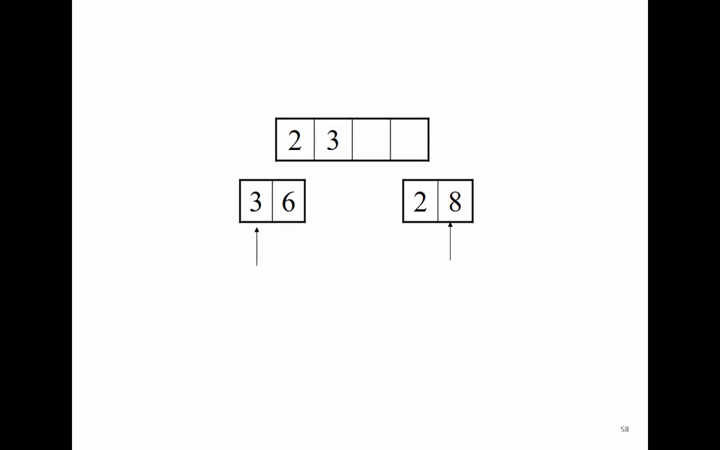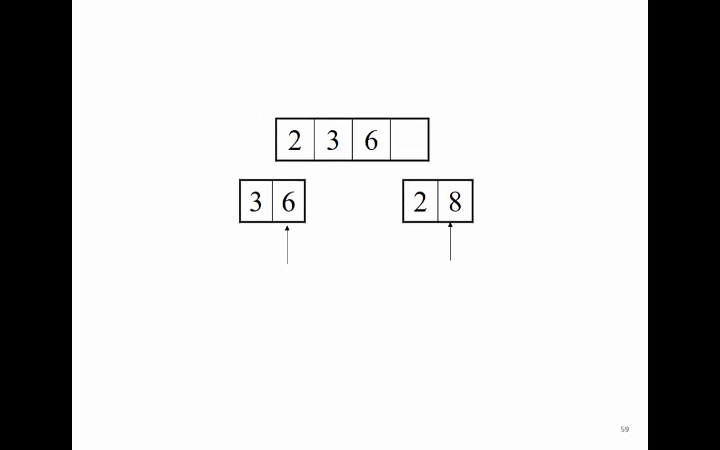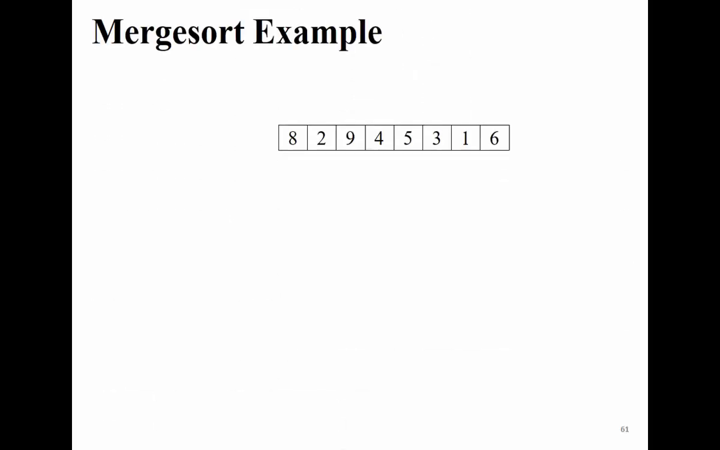Then I ask, is 3 greater than 8? No, 3 is less, so I pick 3. I move the index to the 6. Then I ask, is 6 less than 8? Yes, 8 is greater than 6, so I pick 6. Then I keep doing this until I have merged everything. What we saw on the previous slide is an example of merging arrays of 2 elements. You can take this example and apply it to arrays of any size.